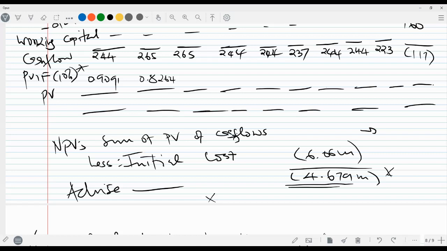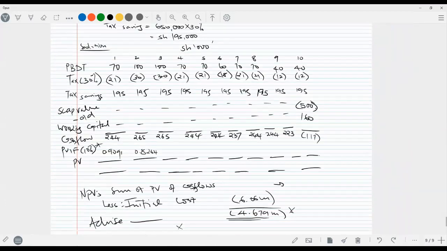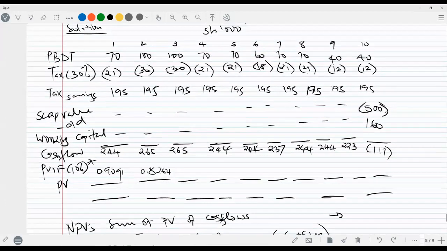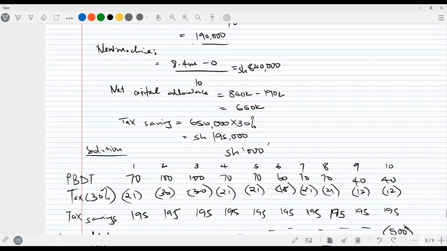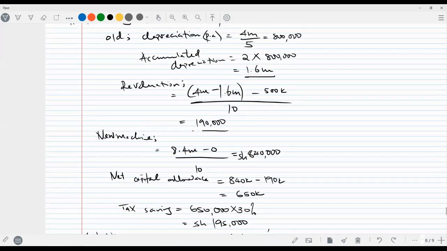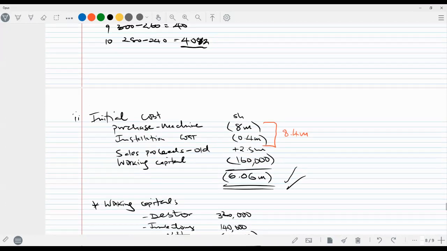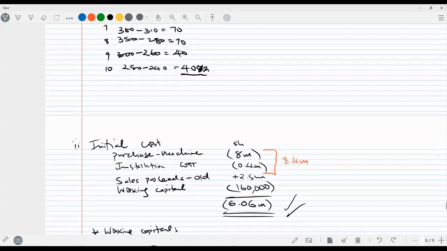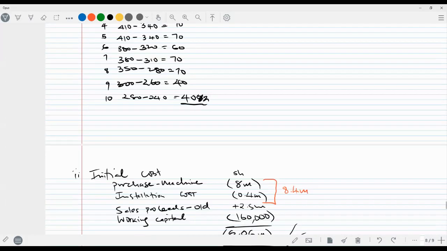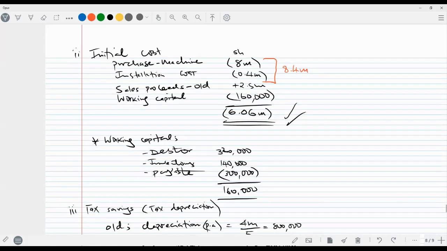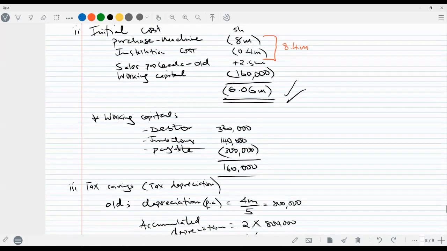Okay, so I'm giving you a question. Could you please scroll up? I take a screenshot. Above, yes, above the solution. Until there, from initial cost. There you have it.